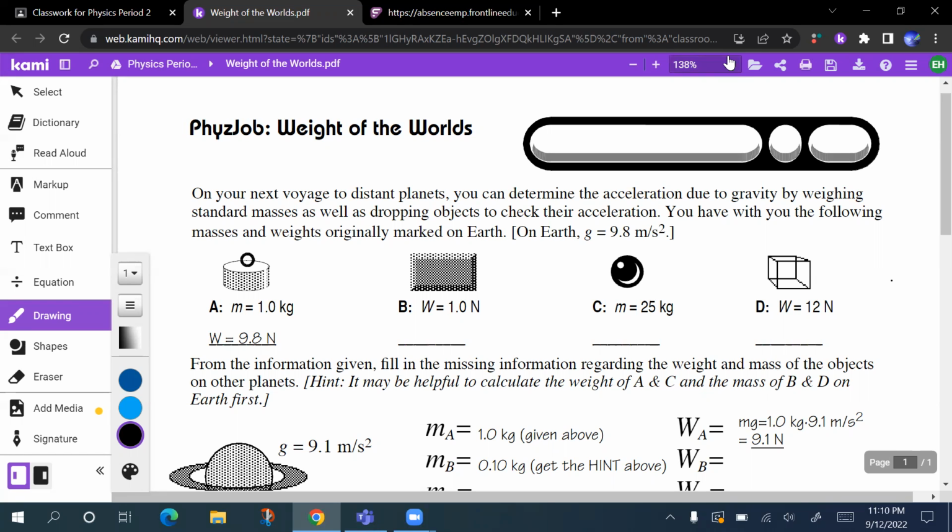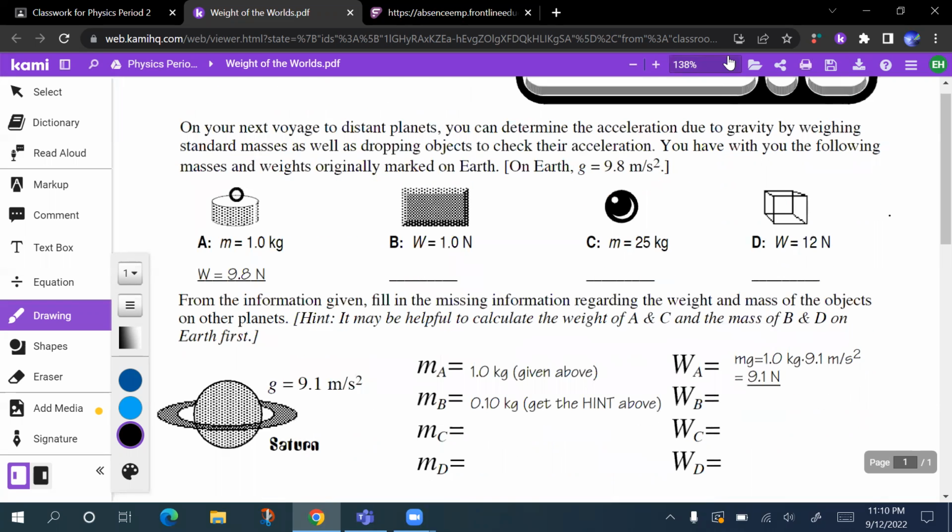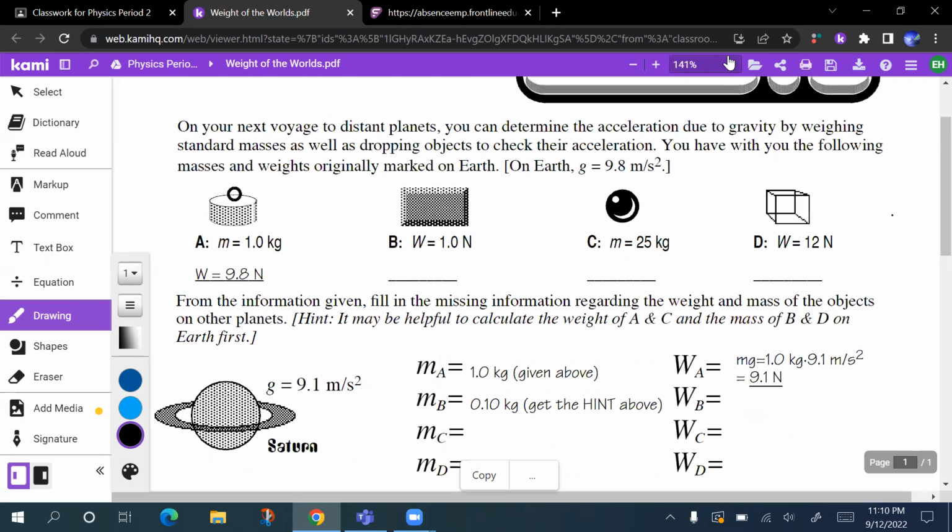Read along with me, please. On your next voyage to distant planets, you may determine the acceleration due to gravity by weighing standard masses as well as by dropping objects to check their acceleration. You have with you the following masses and weights originally marked on Earth. On Earth, g is 9.8 meters per second squared.